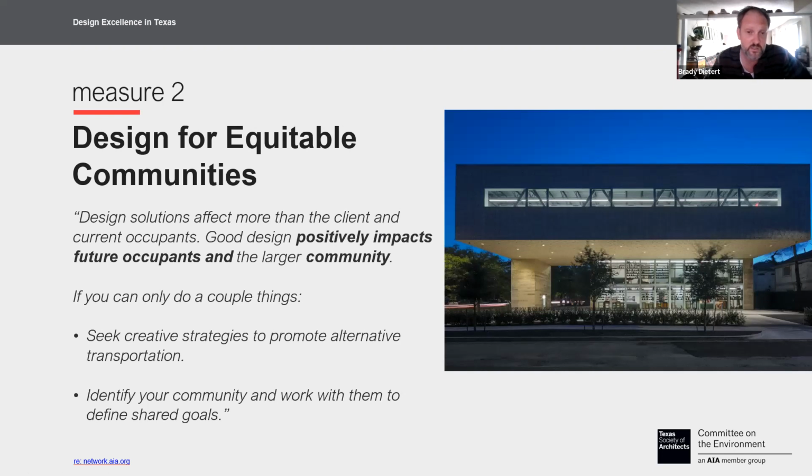Design for equitable communities, I believe, is being discussed more in recent years, although it has been a concern for a long time. This seeks creative strategies to promote alternative transportation, identify your community, and work with them to define shared goals. A lot of projects are doing community outreach to gather information from neighborhoods before they go in and build a project, to make sure that the project is getting community engagement.